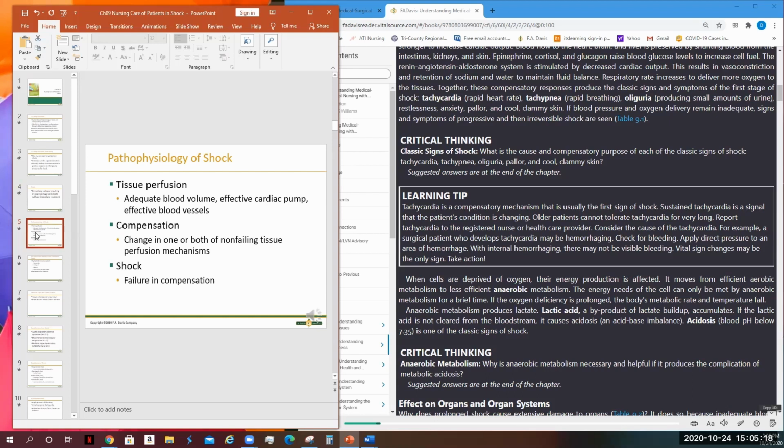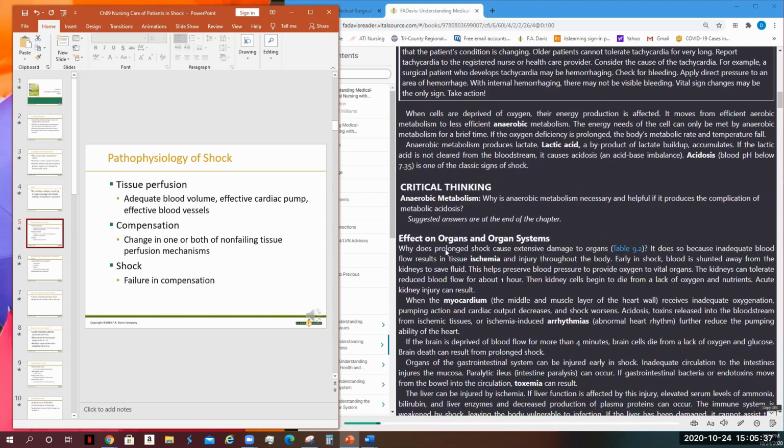Check for bleeding. Apply direct pressure to an area of hemorrhage. With internal hemorrhaging, there may not be visible bleeding. Vital sign changes may be the only sign. Take action. When cells are deprived of oxygen, their energy production is affected.